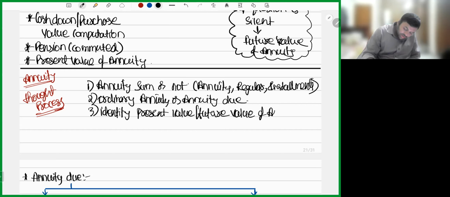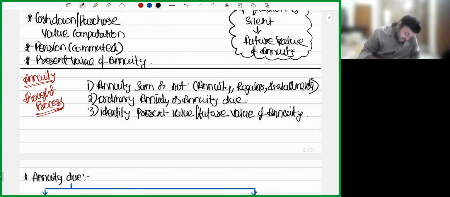Sir, how will you identify this? It is simple. 5 keywords are there: loan, borrowing, cash down, pension, present value. If you find any one of these 5 keywords, it is present value. If no other keyword is there, it is future value. If sinking fund is there, it's a future value.